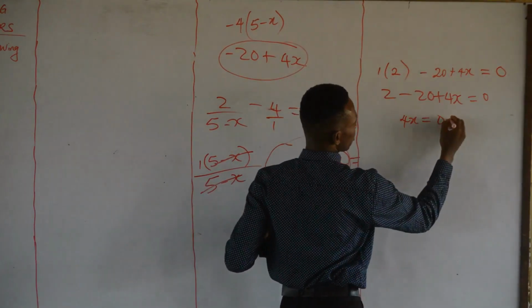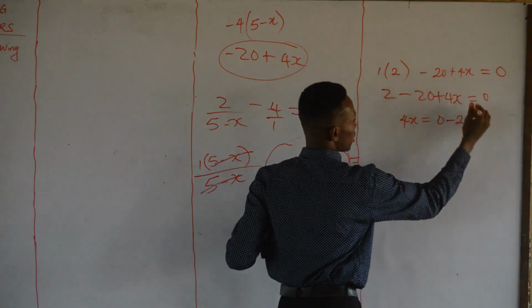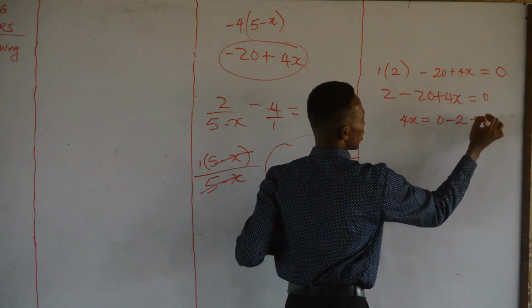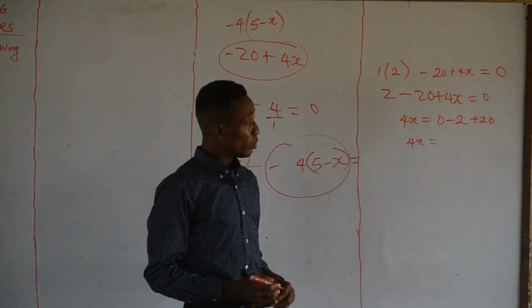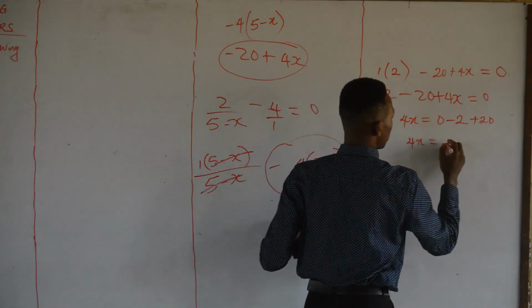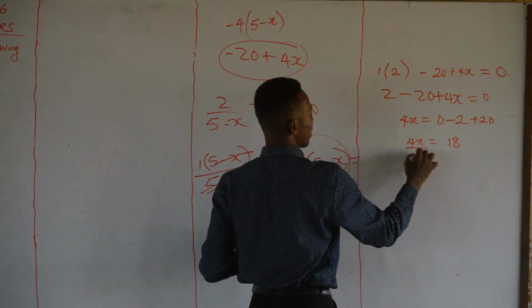This plus 2 crosses to become minus 2. Minus 20 crosses to become plus 20. So we have 4x equals 0 minus 2, which gives you minus 2. Minus 2 plus 20 gives you 18. Dividing both sides by 4.